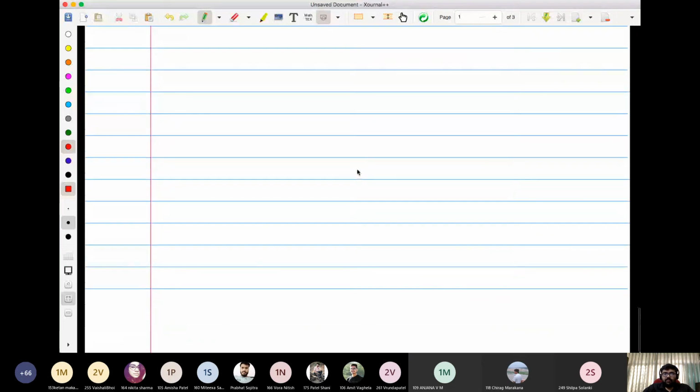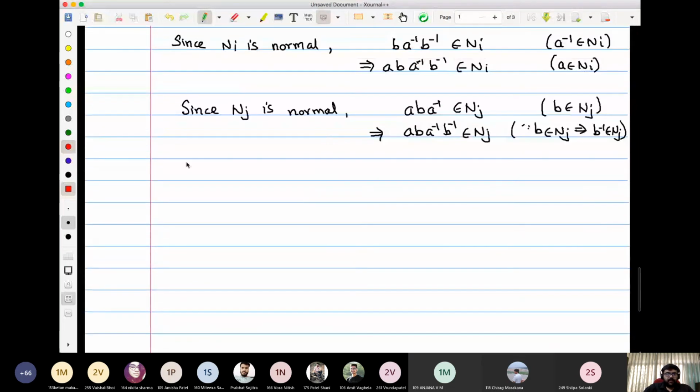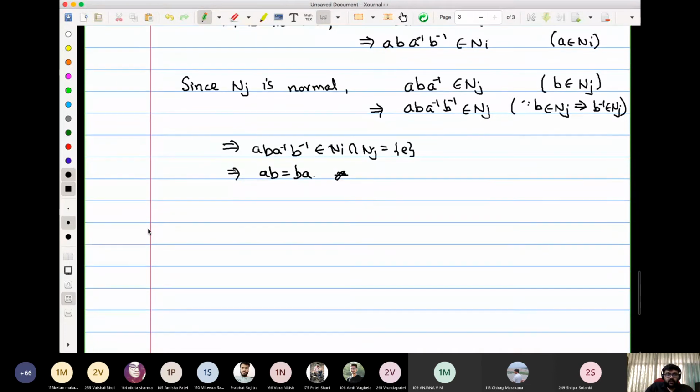So this is done, and let me give one example and end this lecture. So this implies a inverse b inverse is in Ni intersection Nj, which is the identity, which we just proved, and therefore ab equals ba. So this is done, and let us end with a very simple example of an internal direct product.